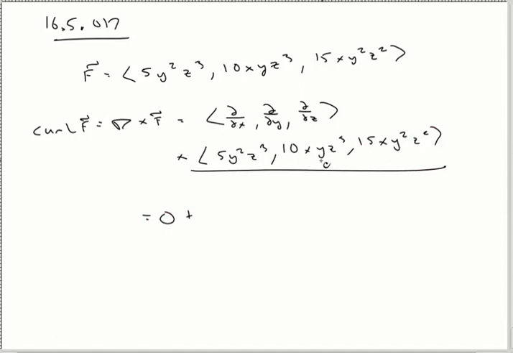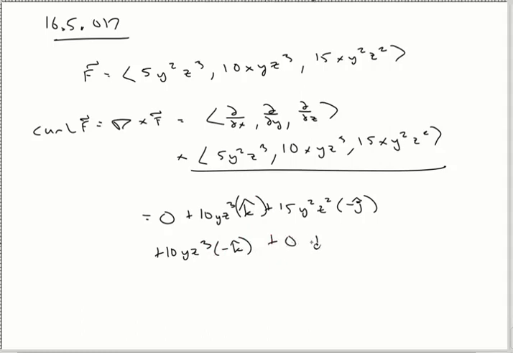0. In terms of x, I got my 10yz cubed, that's in the k position. In terms of x, 15y squared z squared, that's a negative j position. In terms of y, the 2 comes down, 10yz cubed, that's a negative k position. I'll also do that, plus 0. In terms of y, that's actually going to end up being a 30xyz squared. That's going to be a positive i position.